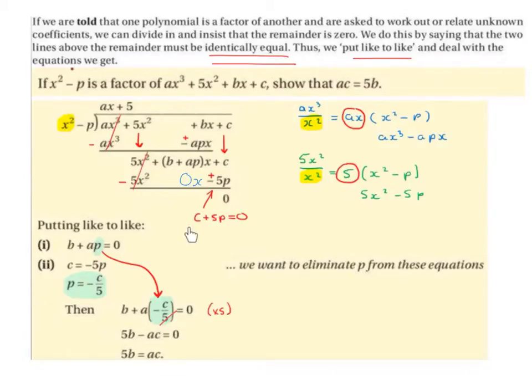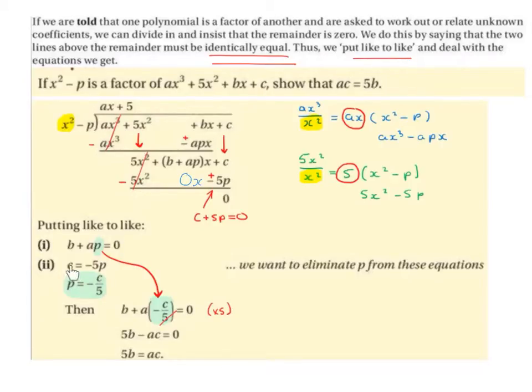So we've set up two equations. The first one is b plus ap is equal to 0. And the second one is c equals minus 5p. So we've got two equations. Now, in the question, we were asked to show that ac is equal to 5b. So there's no p mentioned up here. So we want to eliminate p from these equations. So what we're going to do is take one of the equations and rearrange it so that the p is on its own. It doesn't matter which one we take.